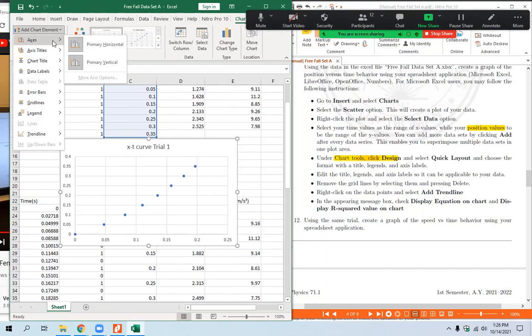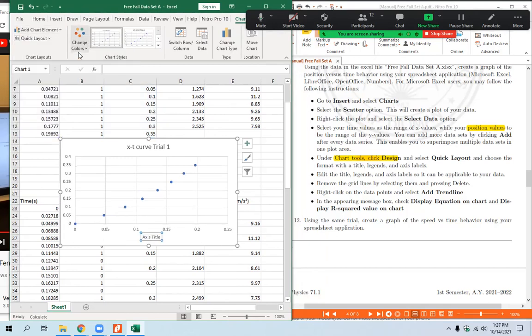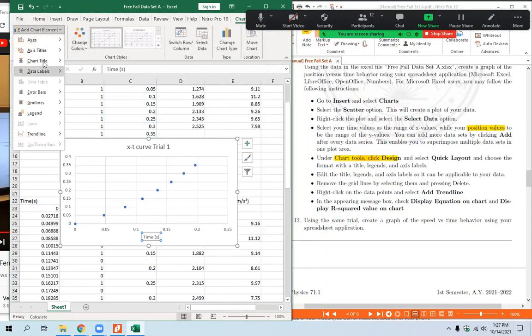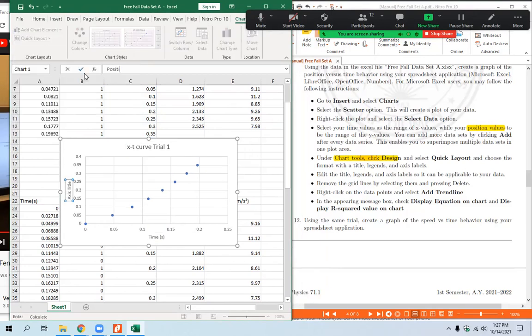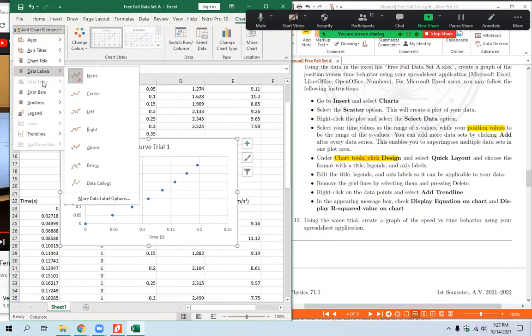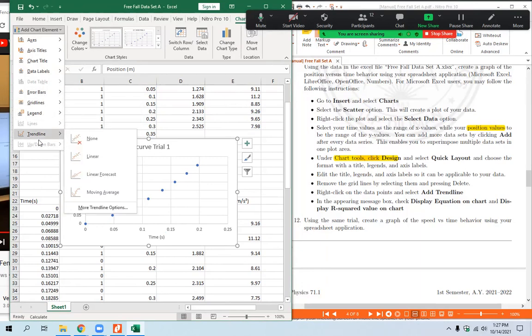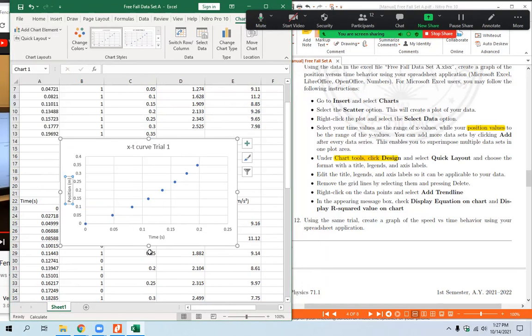So, axis titles, axis ko, time in seconds. The same way, chart title, axis titles, position in meters. Pwede rin ako mag-chart title, data labels, error bars, legend, etc. Actually, trend line pwede rin. But may mas more convenient way to make the trend line.